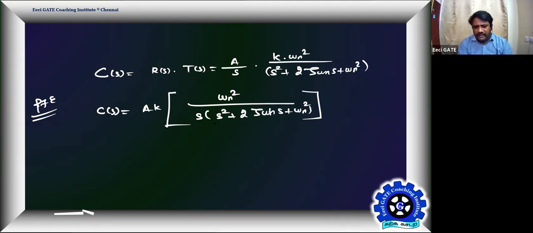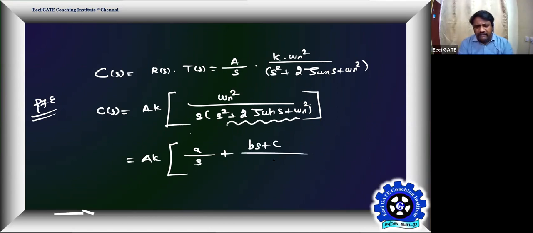So apply partial fraction expansion only for this. Then I can write it as A by s plus, since this is second order and I can't easily split it into two parts, let me write it as Bs plus C. That is another way of partial fraction for second order where I can't split it into two parts.